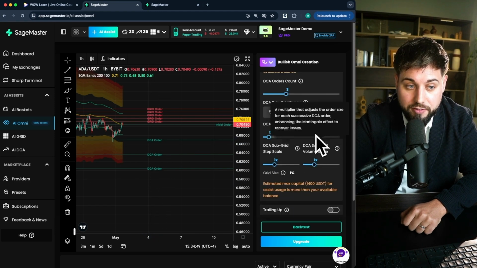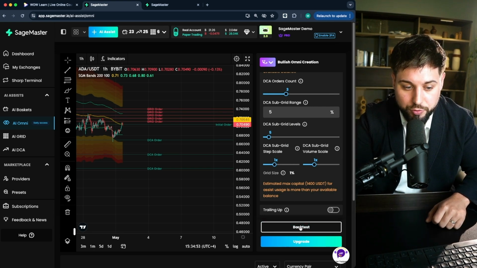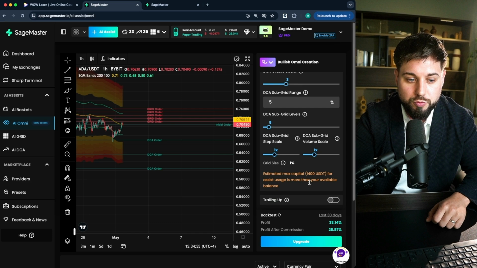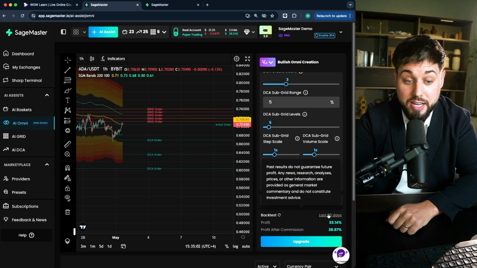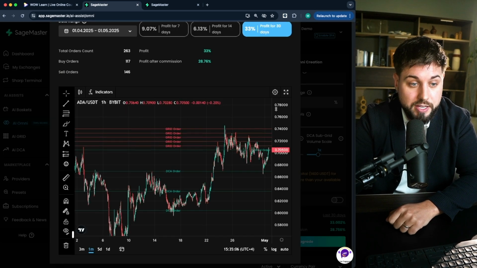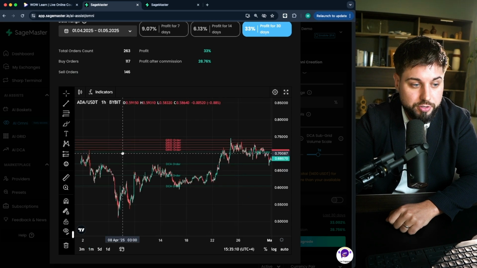The cool thing here is, guys, you can configure this however you want and then even do a back test of the result. So if you were about to run this strategy on Cardano in the last 30 days, you would be up 28.87% after trading fees on your broker. So you can see here, this is how it would look. I would start this strategy 30 days ago.